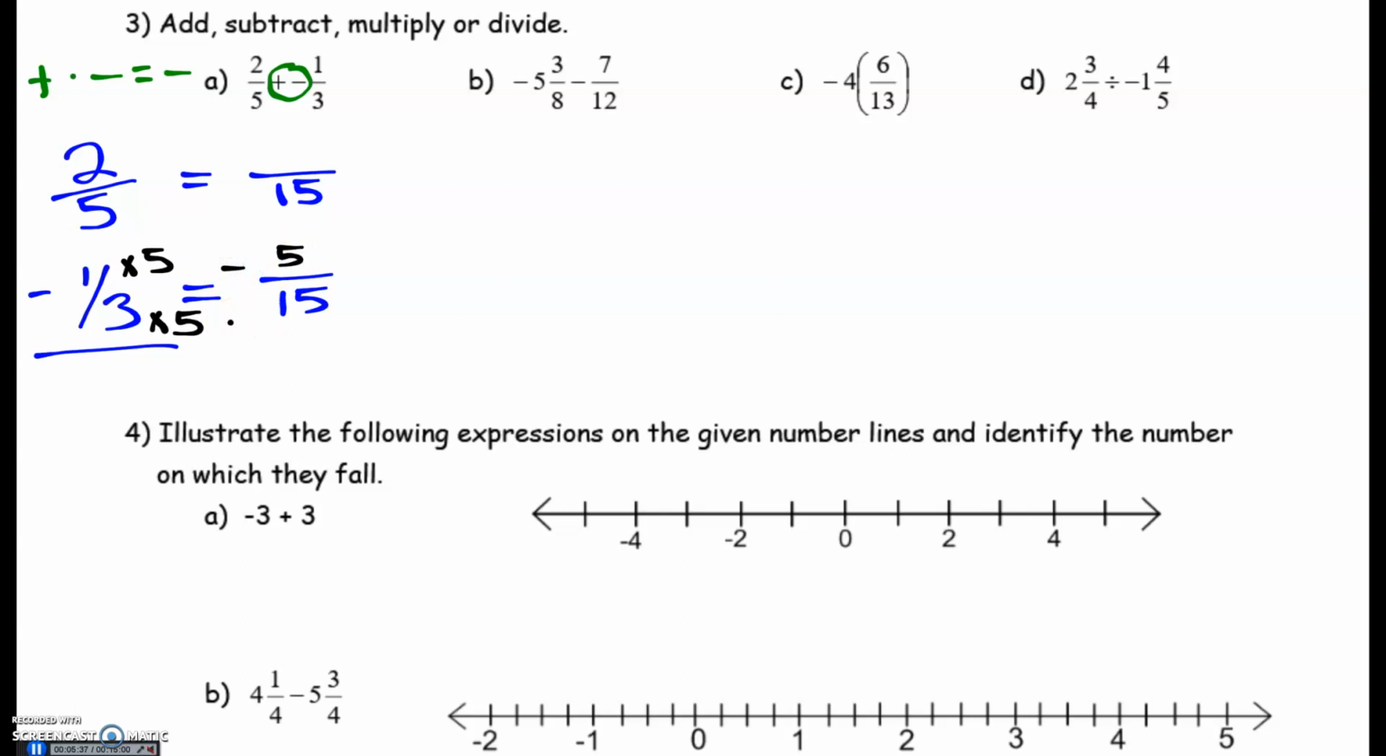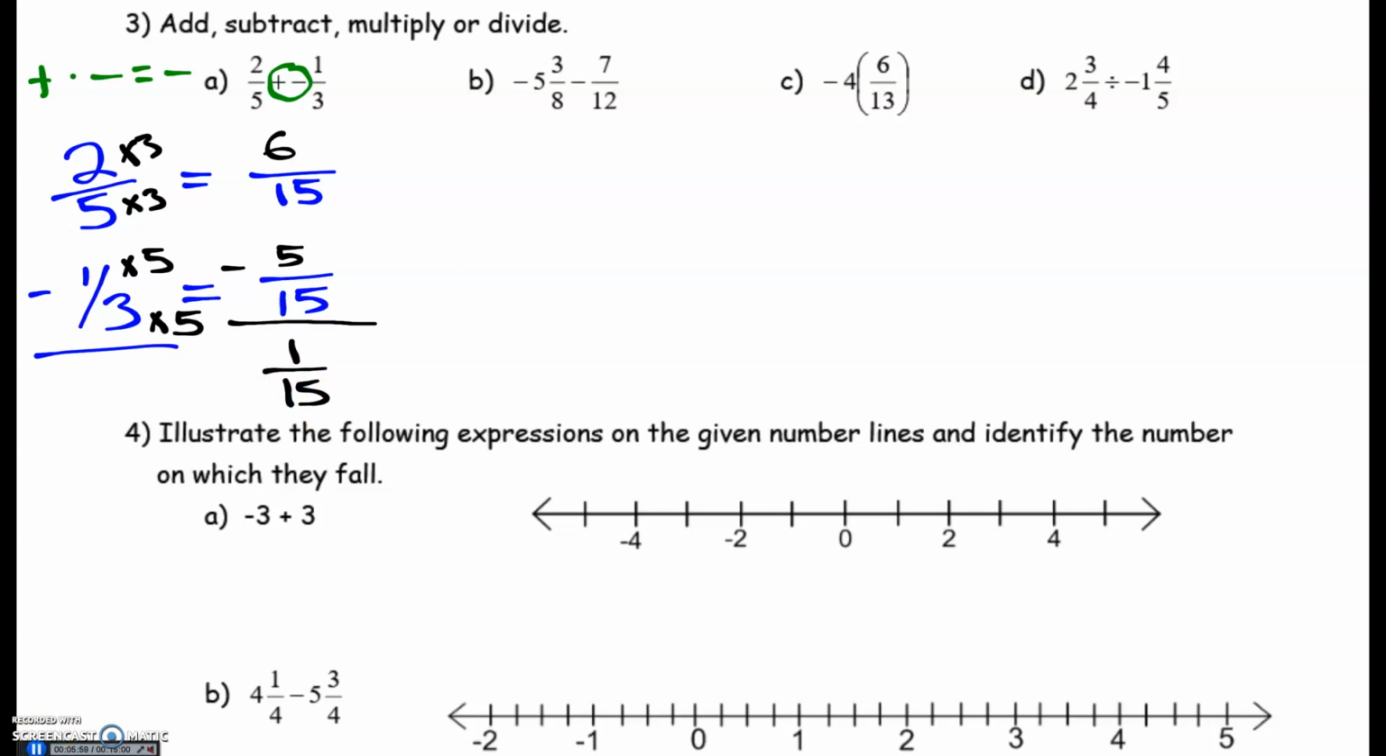Can't forget that we're doing subtraction. Over here, 5 times what will give me 15? If you're not sure, you divide. 15 divided by 5 is 3. So I multiply the bottom by 3, I multiply the top by 3, and I end up with 6 over 15. 6 over 15 minus 5 over 15 leaves us with a difference of 1 over 15. And that's it for letter B.